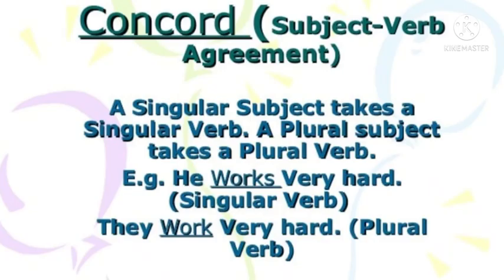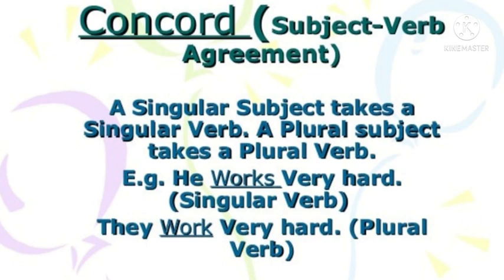In this video, I'm here to explain subject-verb concord or subject-verb agreement. Subject-verb concord is when the subject of a sentence and the verb of a sentence agree. Simply, if the subject of the sentence is singular, the verb must be singular. If the subject of the sentence is plural, the verb must be plural. You can see the examples here. A singular subject takes a singular verb and a plural subject takes a plural verb.